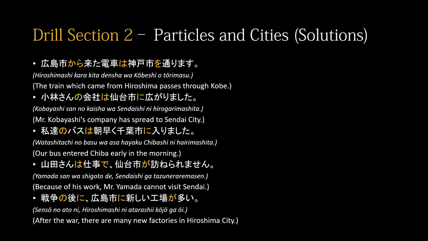And our fifth sentence, Senso no ato ni Hiroshima-shi ni atarashi kojo ga oi, illustrates both of the most frequent usages of ni, space and time marking, while no is presented with its attributive functions and the particle ga marking the subject of the sentence, and that is the new factories, the many new factories that have been built after the war in Hiroshima.